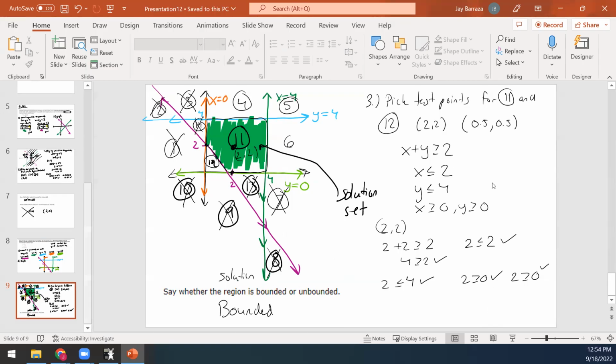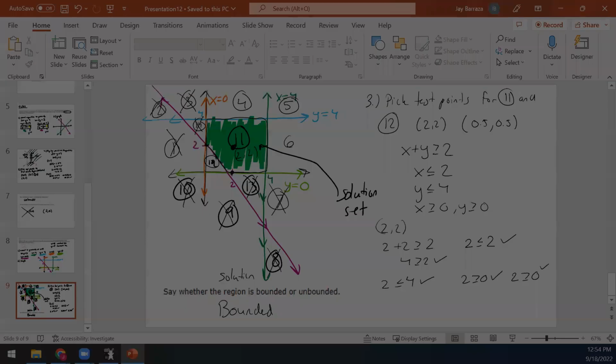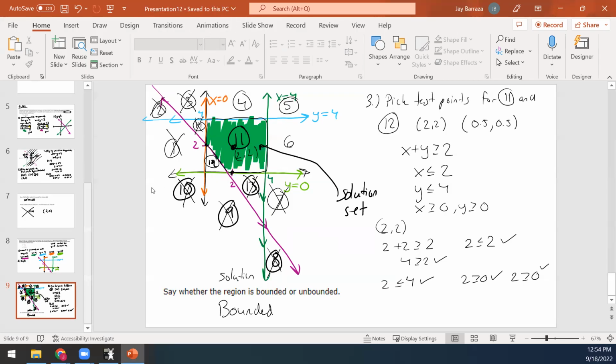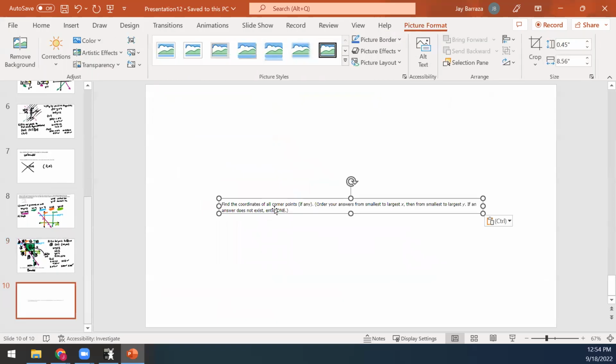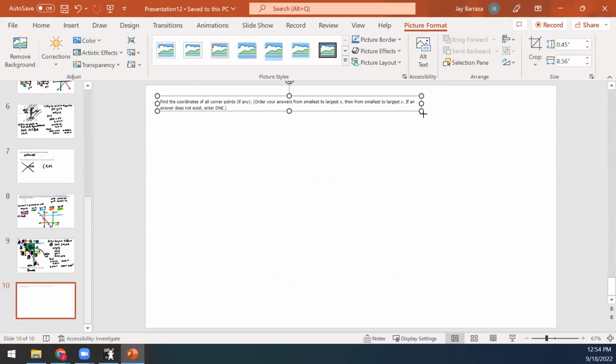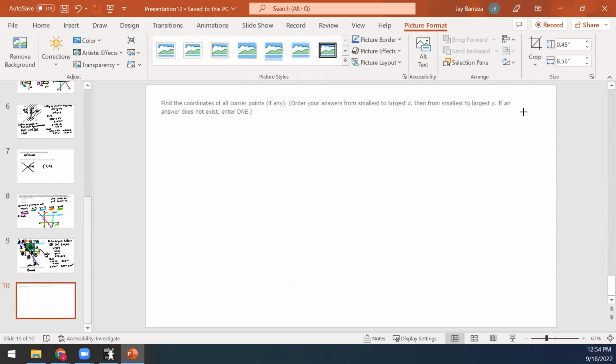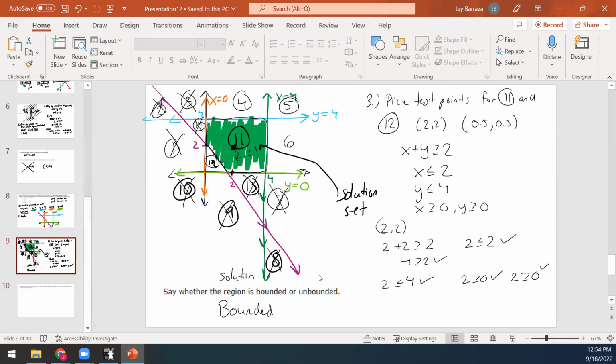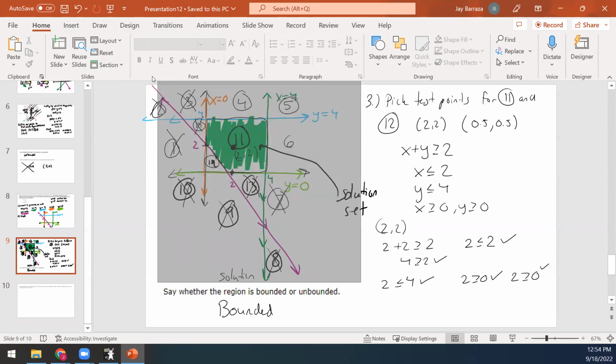Then from there, they might ask you, okay, what are the corner points? So now I want you to find the corner points. So give me a second. So find the corner points. So I'm going to grab the graph again.